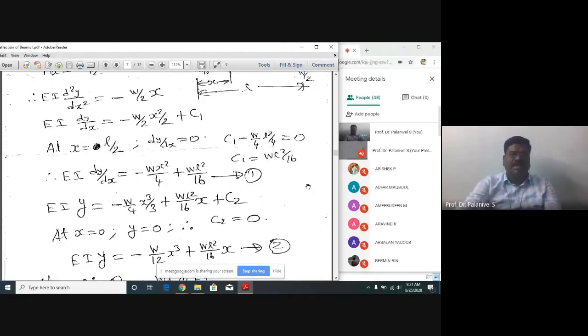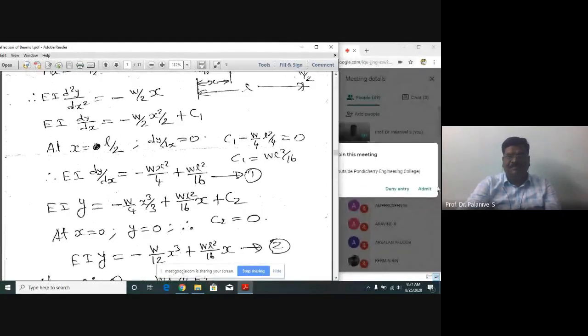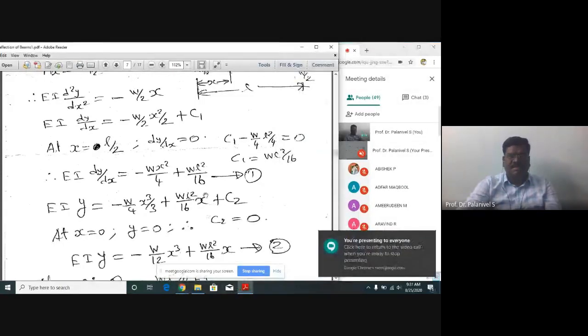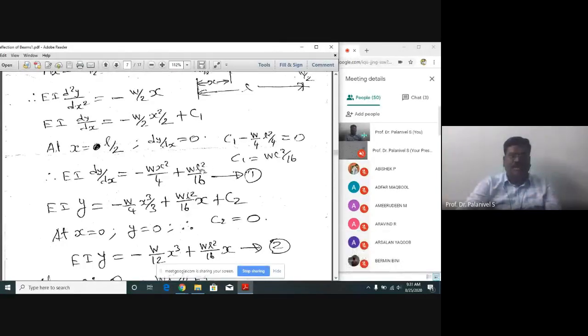Now integrating again, you have to write here, integrating again. The double integration you are doing. EI y is equal to, integrate this one, W by 4 is a constant, x cube by 3, plus WL square by 16 is a constant. If you integrate it with respect to x, it comes plus C2. Another integral constant. With the second integration, you are getting another constant C2.